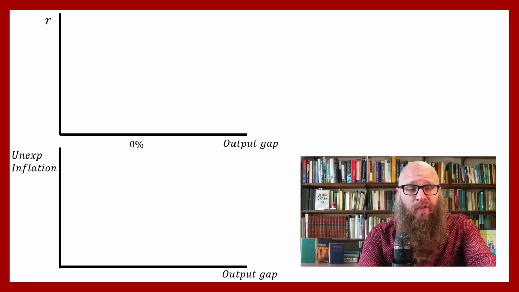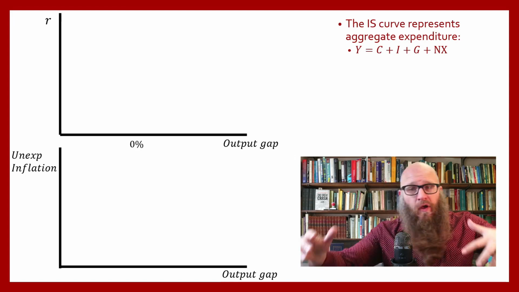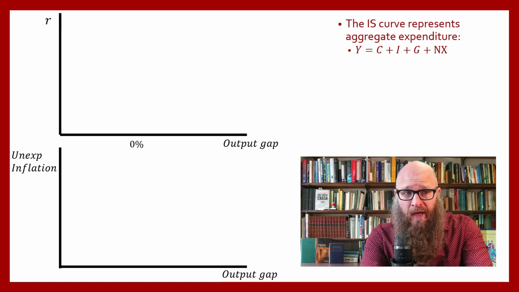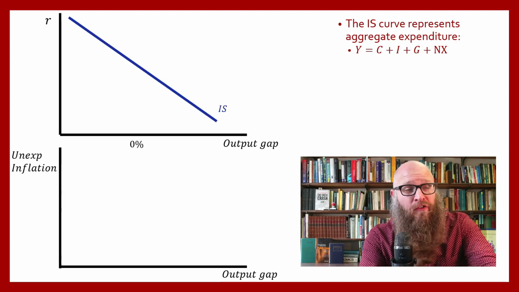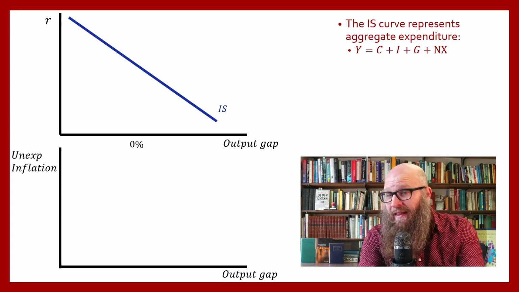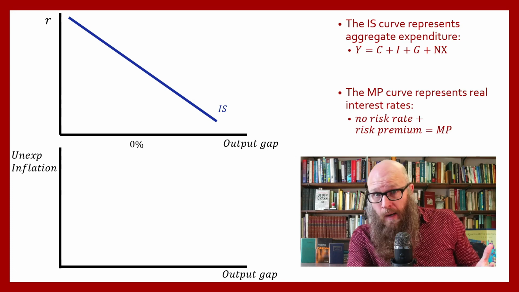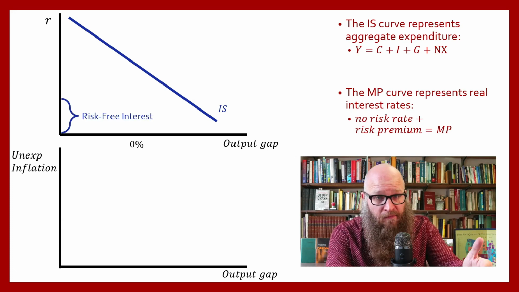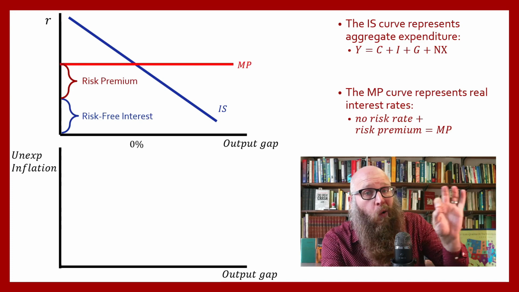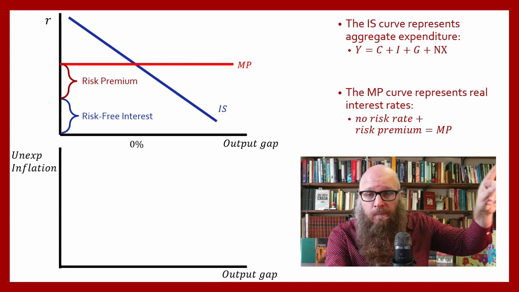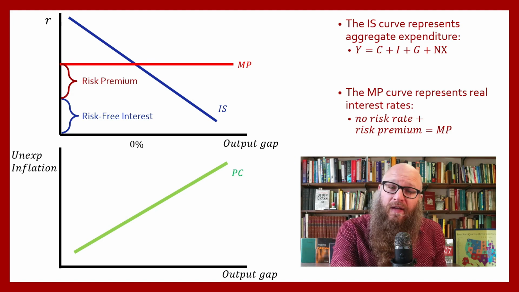On our top axis, we have the real interest rate and the output gap. The IS curve, or investment savings curve, represents all of the aggregate spending, the aggregate expenditure. That is consumption plus investment plus government expenditures plus net exports. And there's a downward sloping relationship between the real interest rate and the output gap. The monetary policy curve, or the MP curve, represents real interest rates. Where do they come from? You start off with the risk-free interest rate set by the Fed, you add on the risk premium coming from the market, and you get the interest rate represented by a horizontal line of the MP curve. We intersect the MP curve and the IS curve to get the output, and then we can bring it down to the Phillips curve to give us the inflation rate.